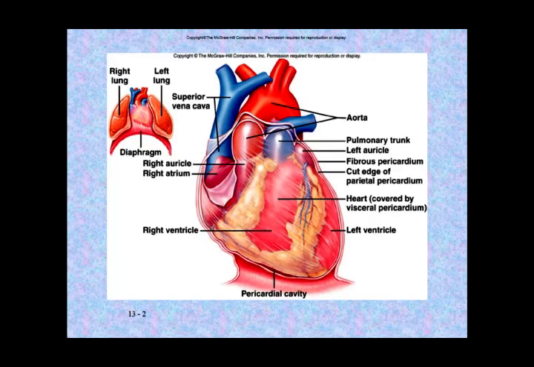Okay, so like we mentioned, we need to know the main organ, the heart, where it's located, talk about the different membranes, the cavity that it sits within, the different layers of it as well. So just basically the anatomy of it.